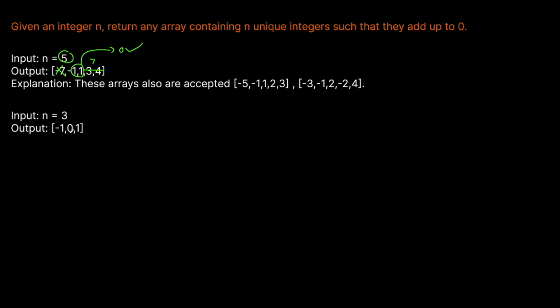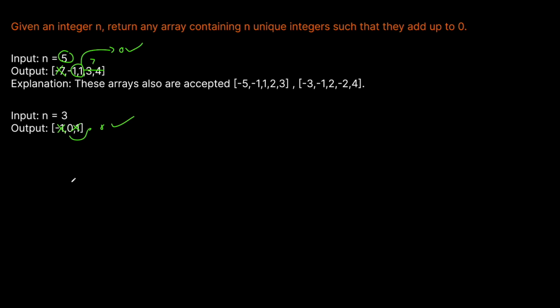What if we have 3? Well, we could have -1 and 1, which will cancel each other out, and then we have 0, so we get 0 at the end. So this problem looks like it might be really complicated because there's a lot of possible solutions here, and how do we figure out an easy solution?